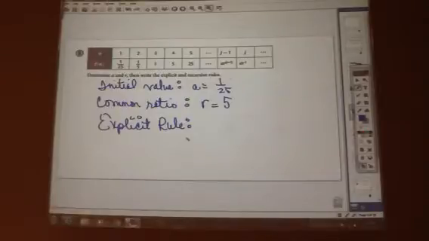Explicit rule. F of n equals, what's A? 1/25 times R, 5 to the n minus 1. Why minus 1? Because there's a 1 there. It didn't start with a 0. That's my explicit rule.